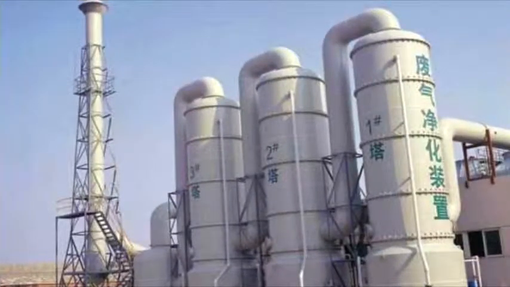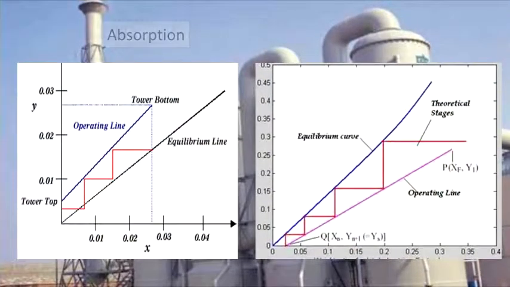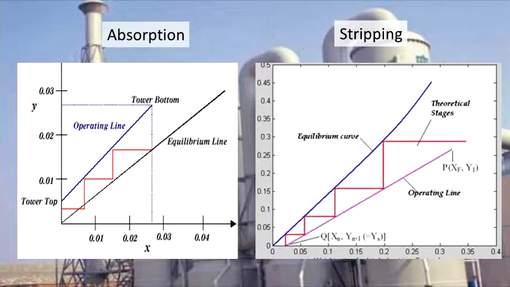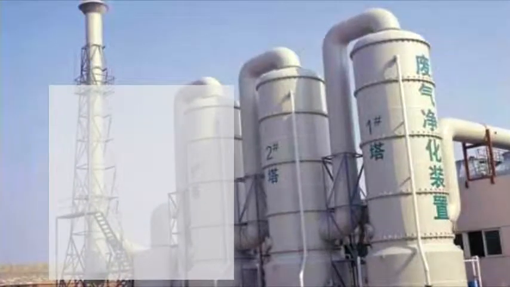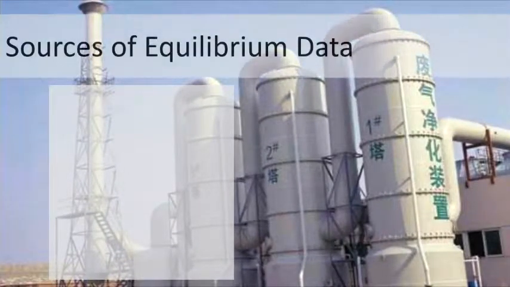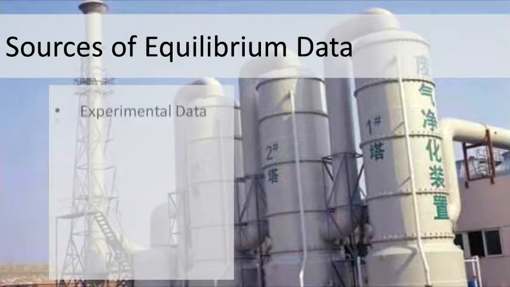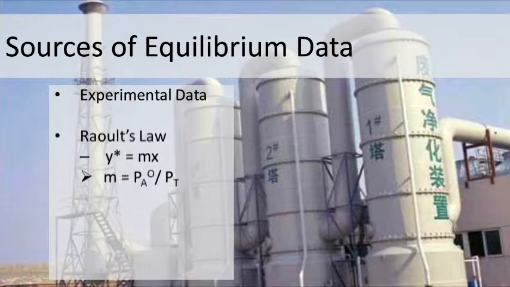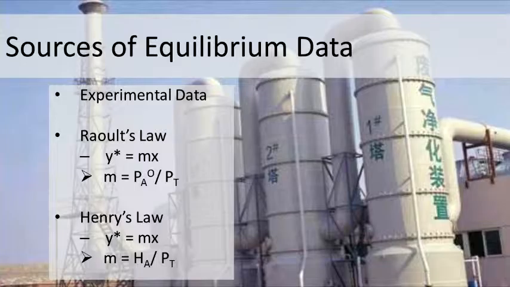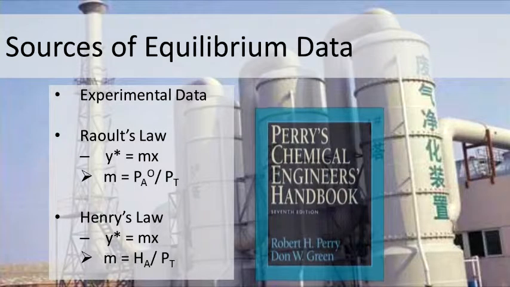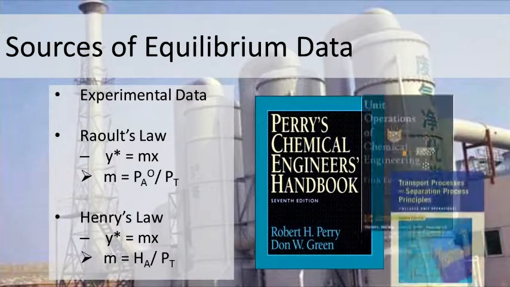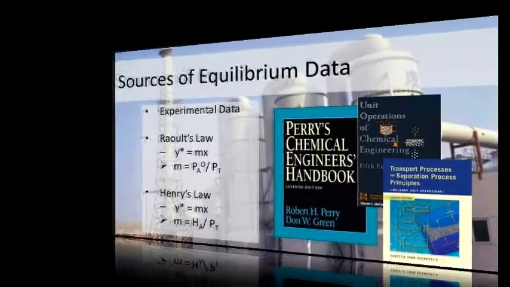The following are examples of the graph of absorption and stripping operations. The sources of equilibrium data are the following: experimental data, Raoult's law, and Henry's law. Constants for Raoult's law and Henry's law can be obtained from the Perry's Handbook or from other unit operations textbooks.